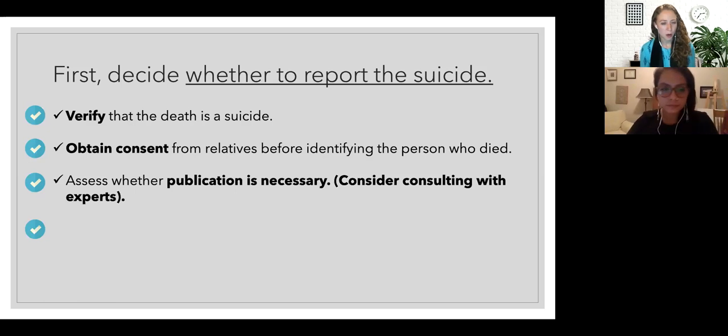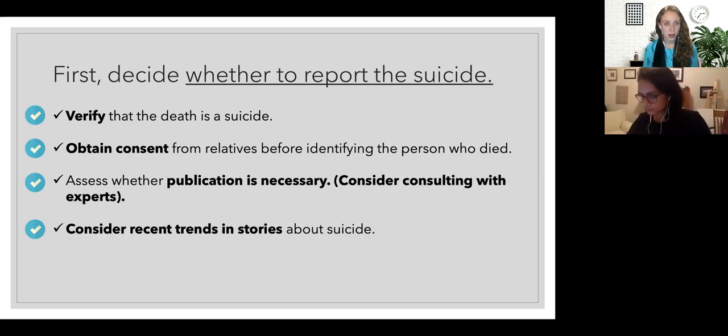Also consider how many stories about suicide have been published recently. Research has shown that a succession, so multiple stories about suicide in a row, can reinforce suicidal behavior sometimes for people who are vulnerable.